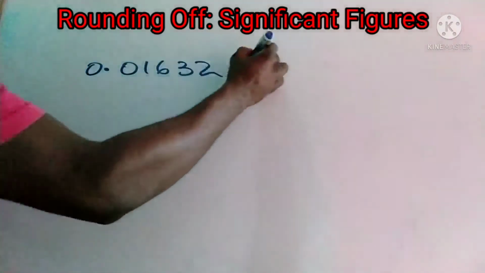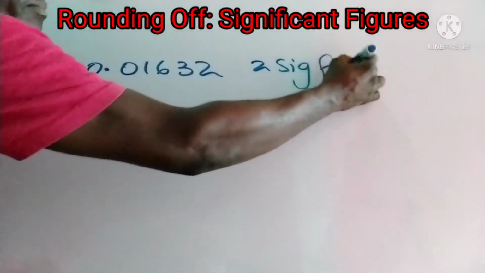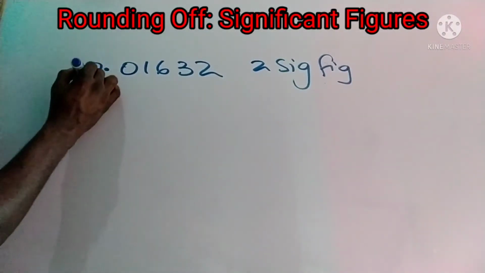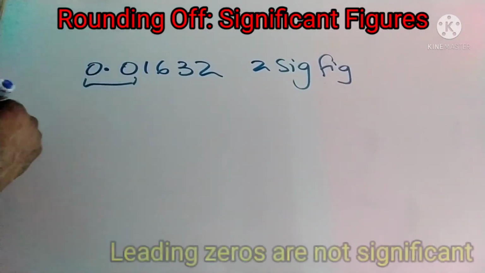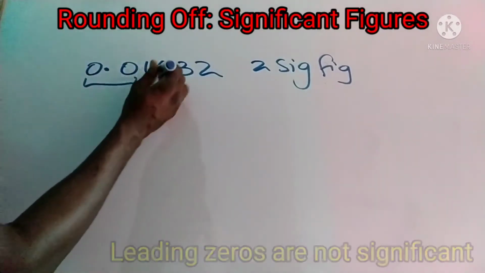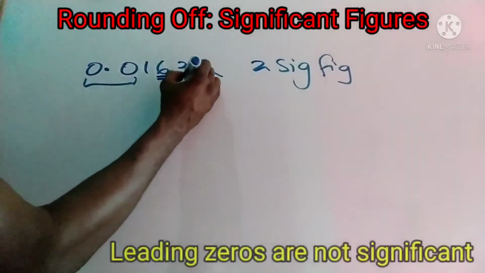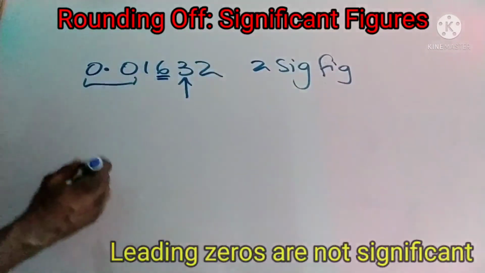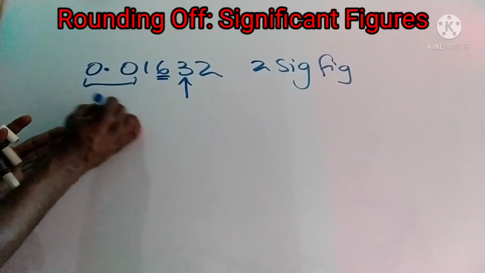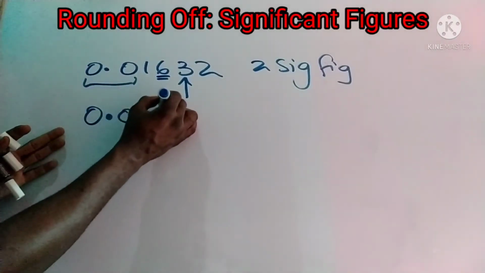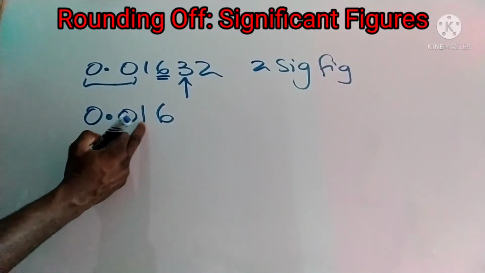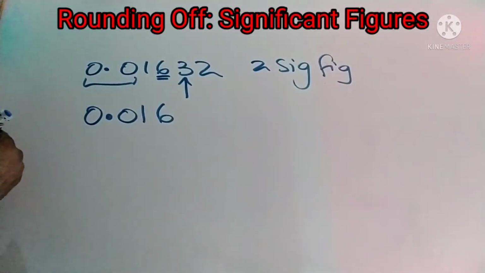Let us look at 2 significant figures. Alright. Now remember that leading zeros are not significant. So the first significant figure is a 1. And the second significant figure is 6. So I look to the immediate right. I have a 3, a number that is less than 5. So the spot will remain as 6. So the answer is 0.016 as 2 significant figures.